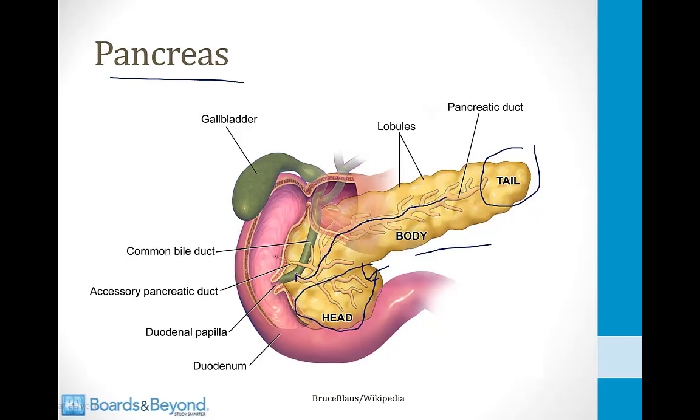There is an alternative pathway by which pancreatic secretions can get into the duodenum without going through the ampulla of Vater and the major duodenal papilla, and that is this very small duct here called the accessory pancreatic duct that drains directly into the duodenum without connecting up with the common bile duct.